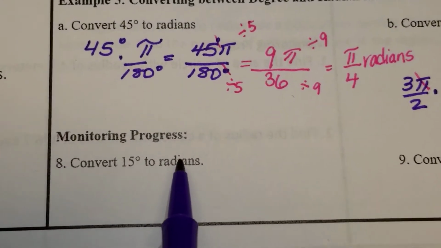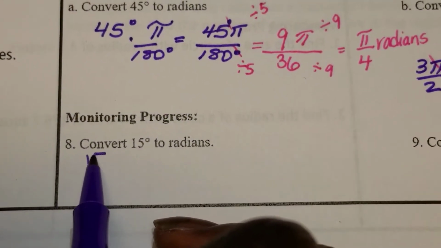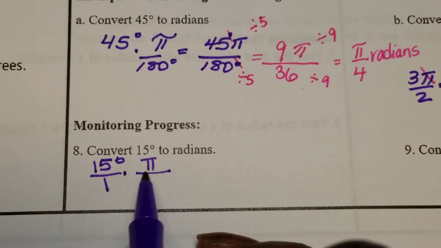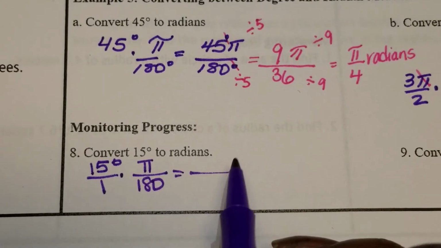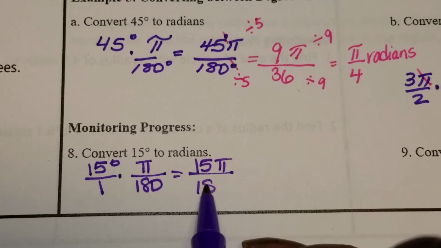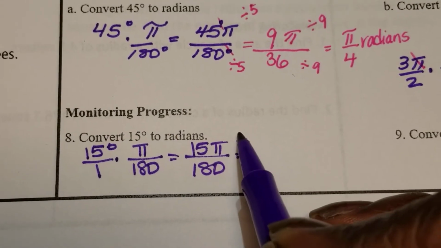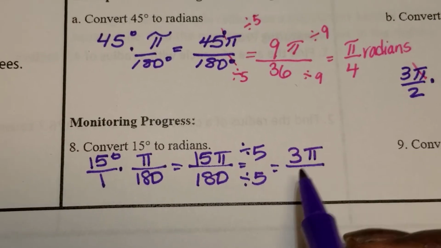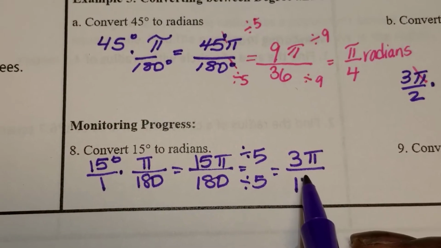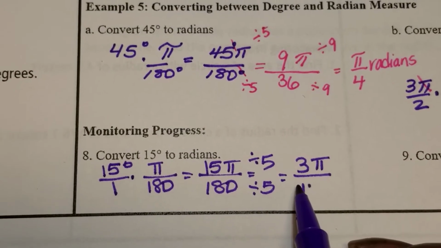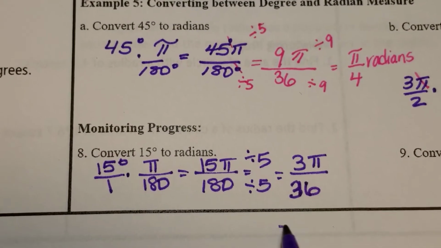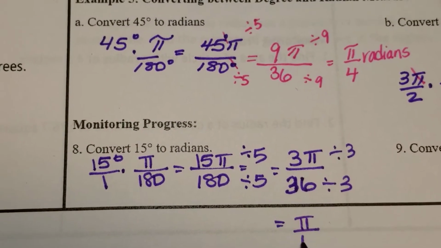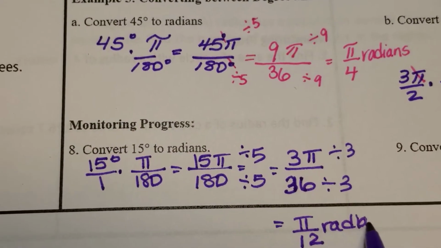Here we need to convert 15 degrees to radians. All right, let's see. 15 degrees over 1 times the conversion factor, pi over 180. And now we've got 15 pi over 180. What can we divide top and bottom by? I know, 5. So that'll give us 3 pi over 12, perhaps. Let's see. Maybe not. Nope, 36. And now we can divide top and bottom here by 3. And that gives us pi over 12 radians.